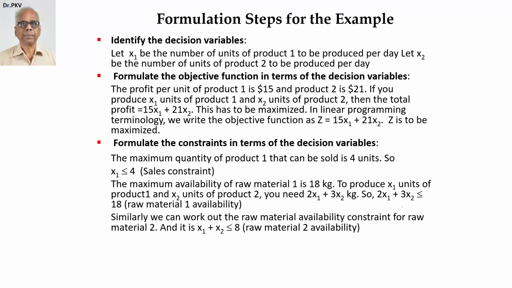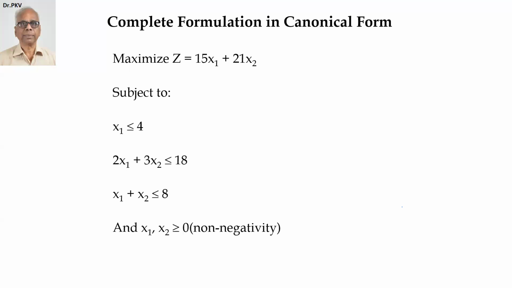Now we completely simplify this in a canonical form and display this in order to solve the problem. This is the complete formulation in canonical form. Maximize Z is equal to 15x1 plus 21x2 subject to x1 less than or equal to 4, 2x1 plus 3x2 less than or equal to 18, x1 plus x2 less than or equal to 8, and x1, x2 greater than or equal to 0, non-negativity. And this is the complete formulation for the example problem we have taken.